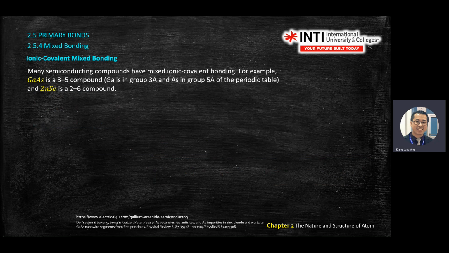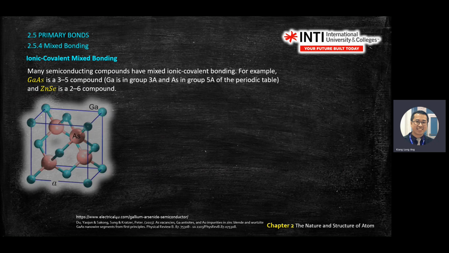So let's look at two examples. One is GaAs. If you look at the periodic table, Ga is in group number 3. Then As is group number 5, right, in the periodic table. So what is a group? Group is the vertical column in the periodic table. So this is group 1, group 2, group 3, group 4, and group 5, until group number 8. Group number 8 is the stable element. Then zinc and Se. Zinc is in group 2, Se in group 6.